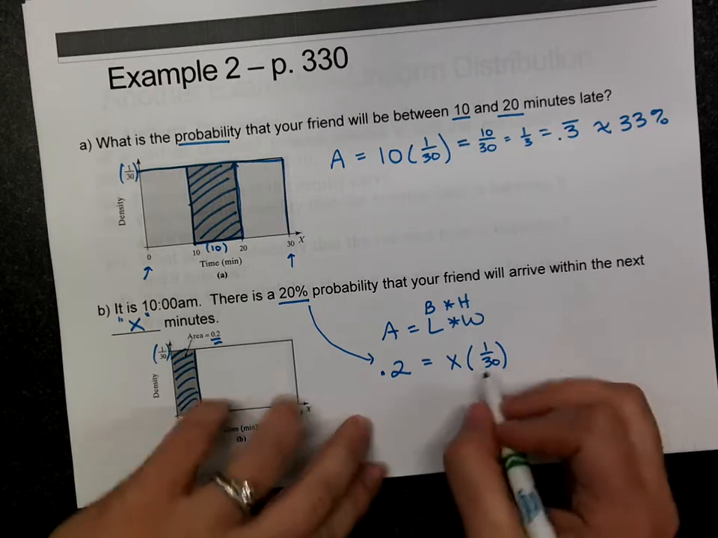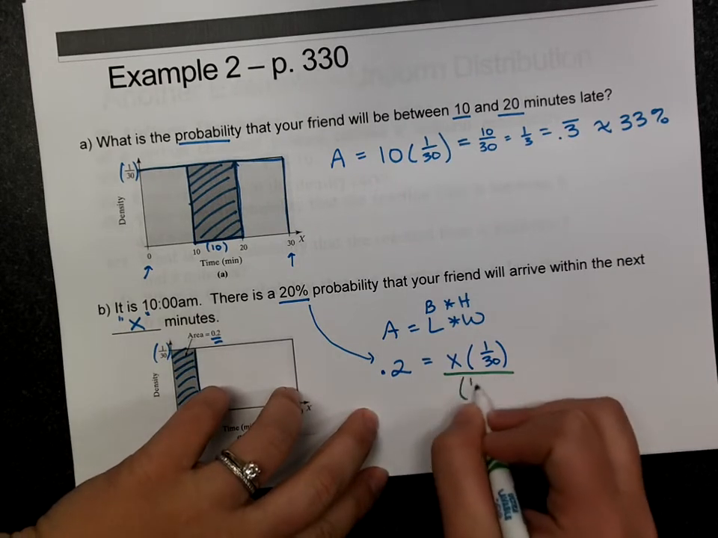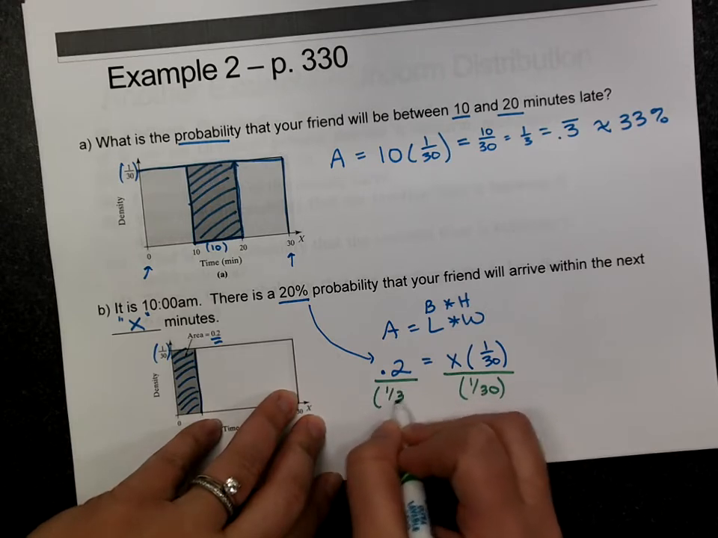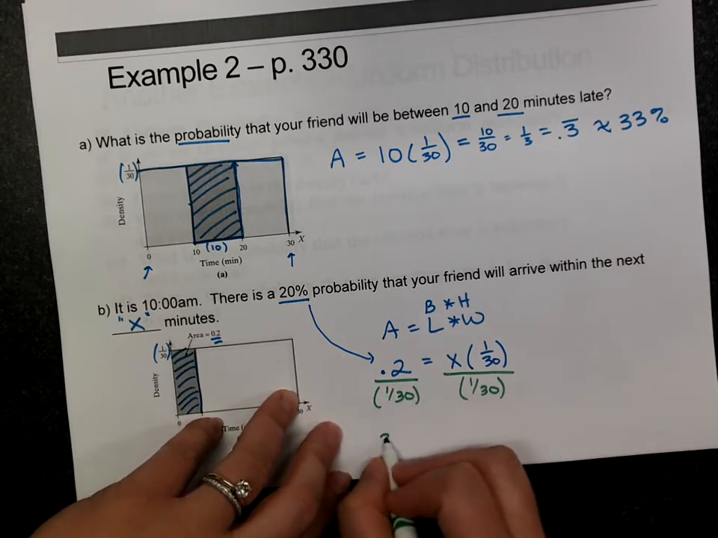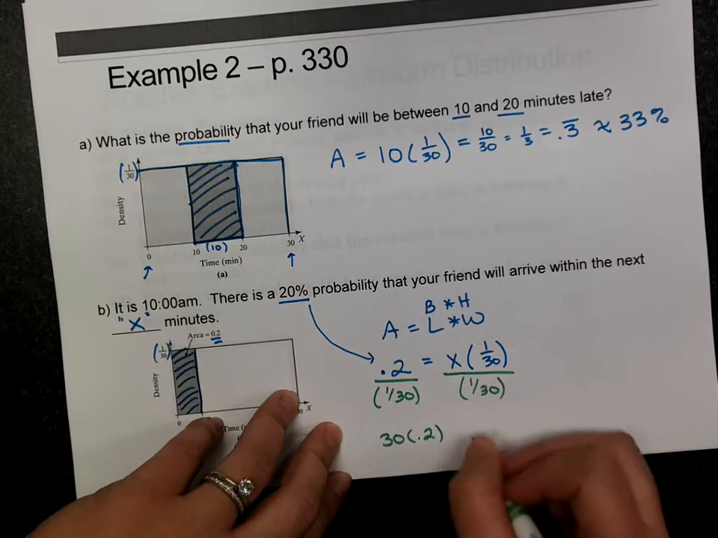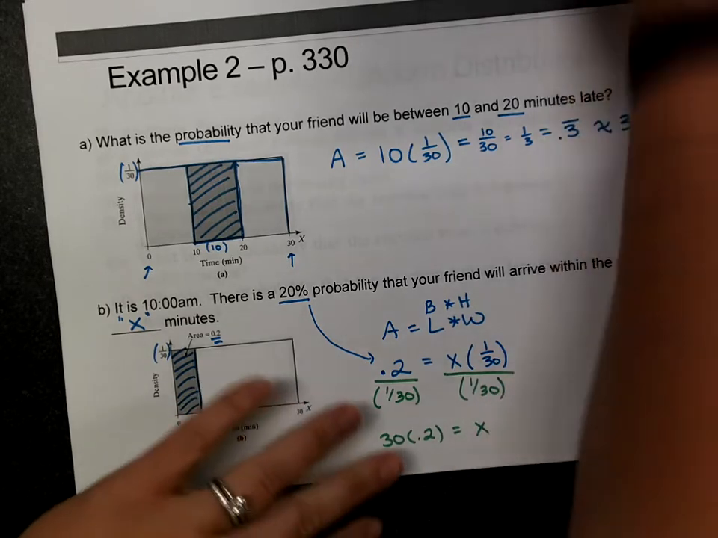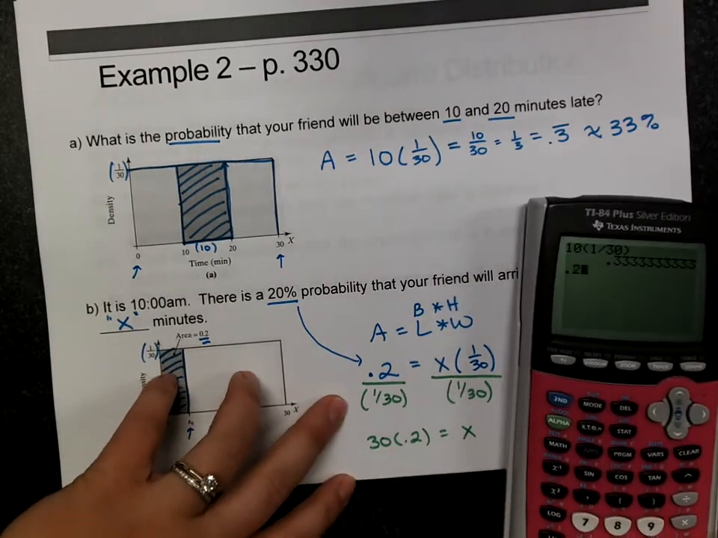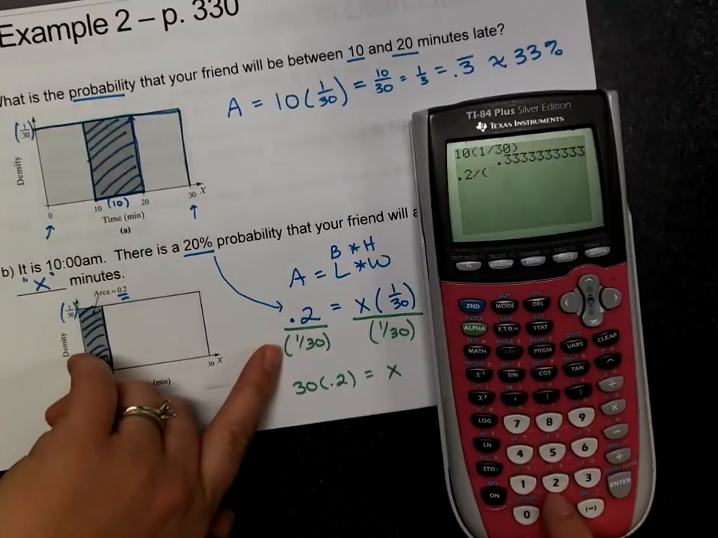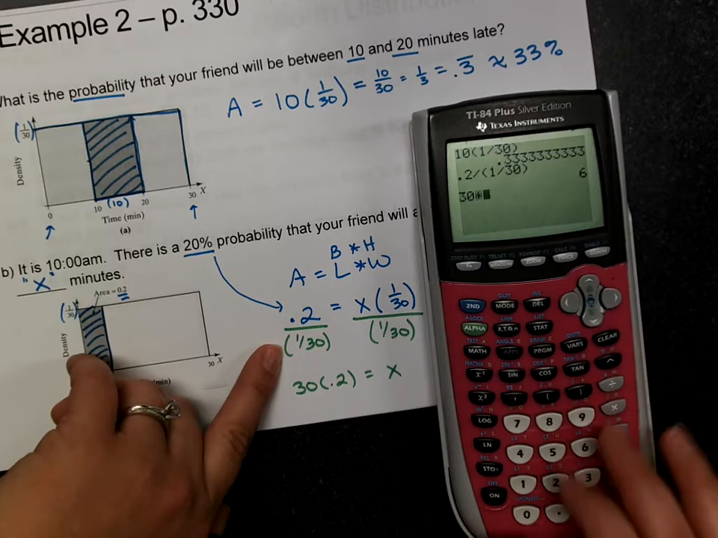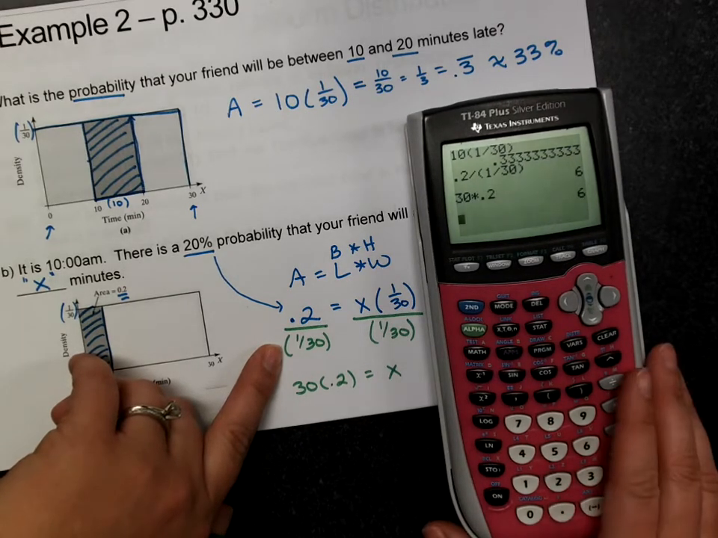We're going to be dividing both sides by 1 over 30, which you might know is the same thing as multiplying by 30, or multiplying by the reciprocal. However you want to do that, you can just type it in, 0.2 divided by, just use parentheses, 1 over 30, and you'll get 6. Or you can do the reciprocal, and you'll still get 6.